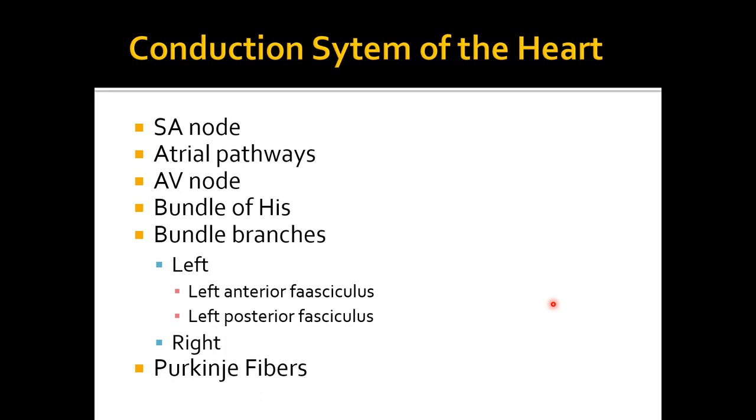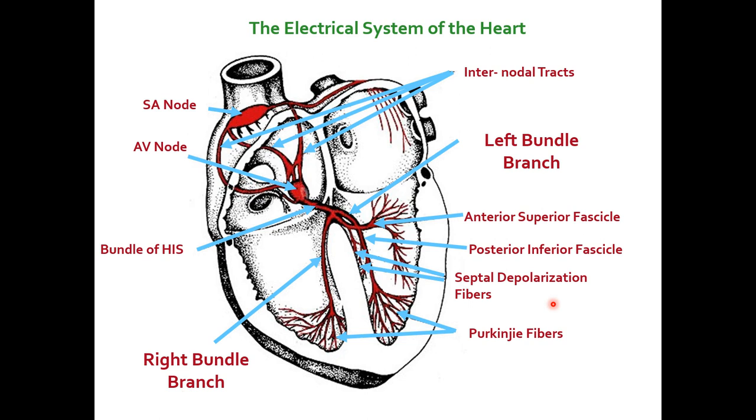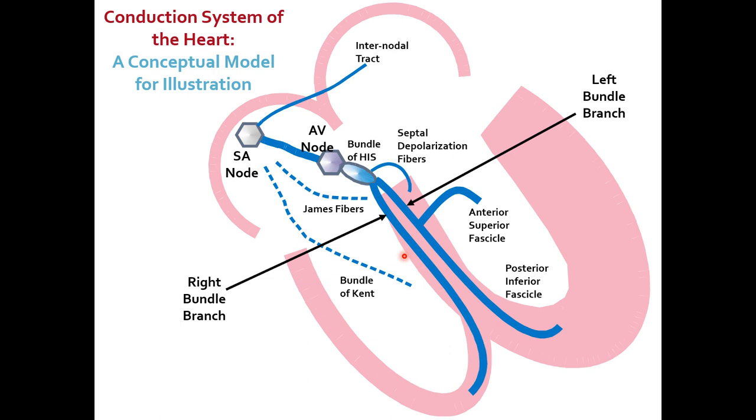So this is the electrical system of the heart, and here you can see the diagrammatic representation of these conduction pathways. This is the SA node, these are the three atrial pathways. This is the AV node, bundle of His. Here you can see the right and left fascicles, and the left fascicle is further divided into anterior and posterior fascicle, and these are the Purkinje fibers. Here again is a diagrammatic representation of the conduction system of the heart.